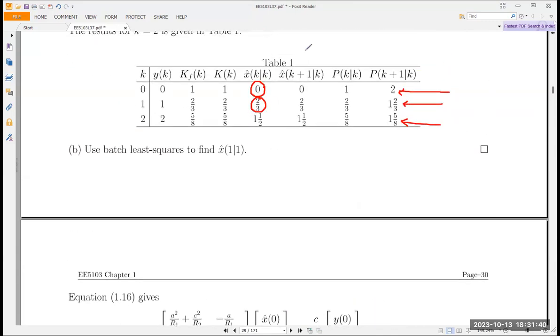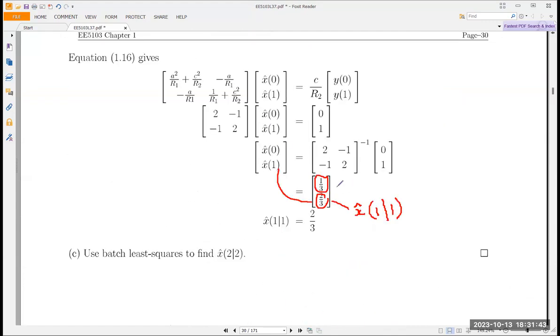In Kalman filter literature, this 1/3 would be, how should I write, the estimate of x at k equals 0. Now, slash, what is this number here? Be careful. The number here should be 1. Why? Because when we calculated this, we made use of y1. Here also we made use of y1.